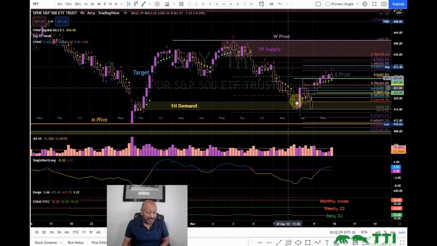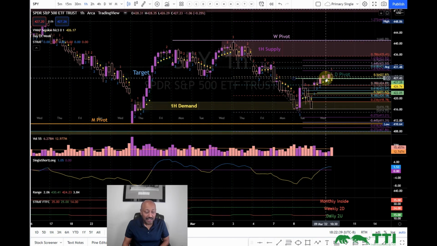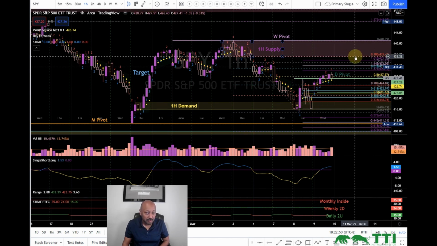Now we don't take this position because we need to see a high, a higher low, which boom, it gave us, and then we break this high, right? That's the comfort level that we have, that we're going to start to head back up. Unless we do that, we don't take that position to the long side.